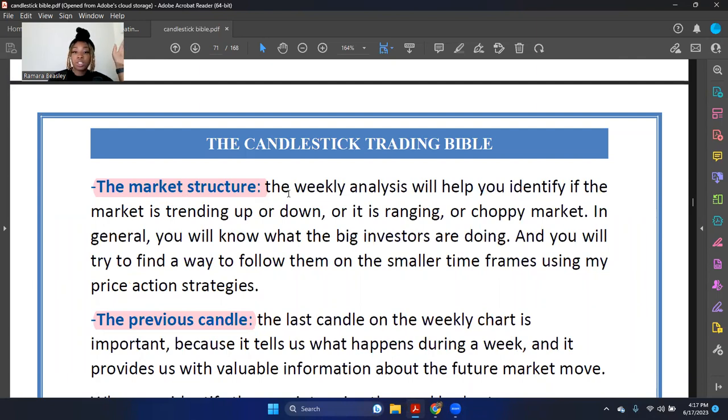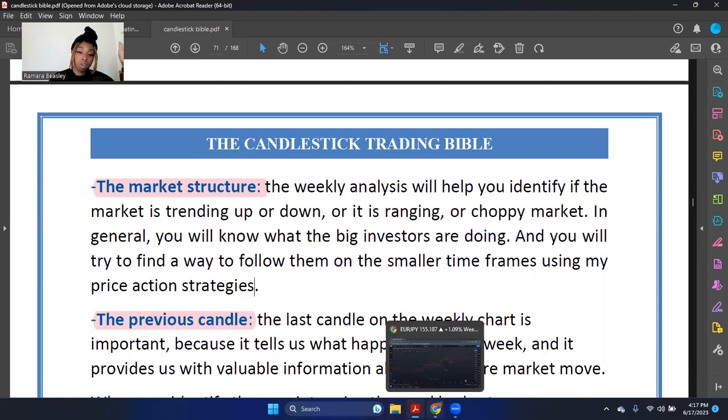All right, so the market structure. The weekly analysis will help identify if the market is trending up or down, or is ranging, or is a choppy market. In general, you will know what the big investors are doing, and you will try to find a way to follow them on a smaller time frame using my price action strategies.